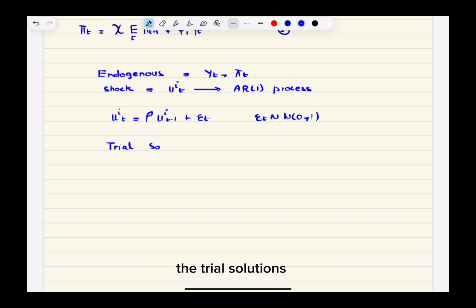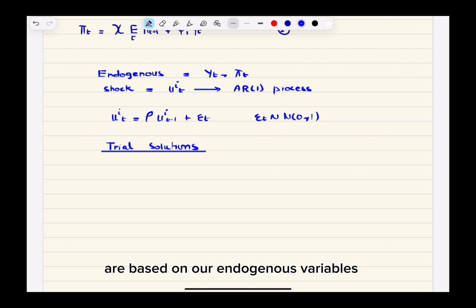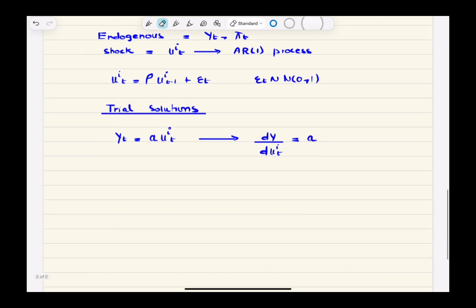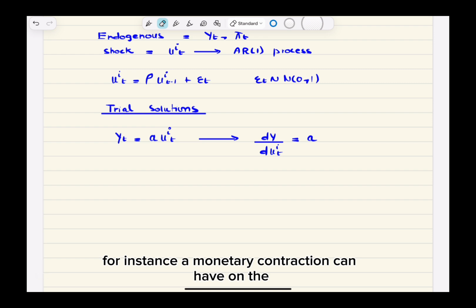Okay, so what are the trial solutions? The trial solutions are based on our endogenous variables. So the first trial solution is going to be A, U, I, T, and this basically tells me the multiplier, because it tells me how output changes after a shock to monetary policy. So it tells us the money multiplier, the impact for instance a monetary contraction can have on output.